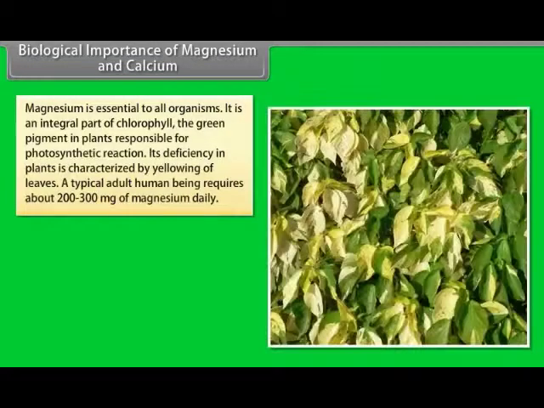Biological importance of magnesium and calcium. Magnesium is essential to all organisms. It is an integral part of chlorophyll, the green pigment in plants responsible for photosynthetic reaction. Its deficiency in plants is characterized by yellowing of leaves. A typical adult human being requires about 200 to 300 mg of magnesium daily.